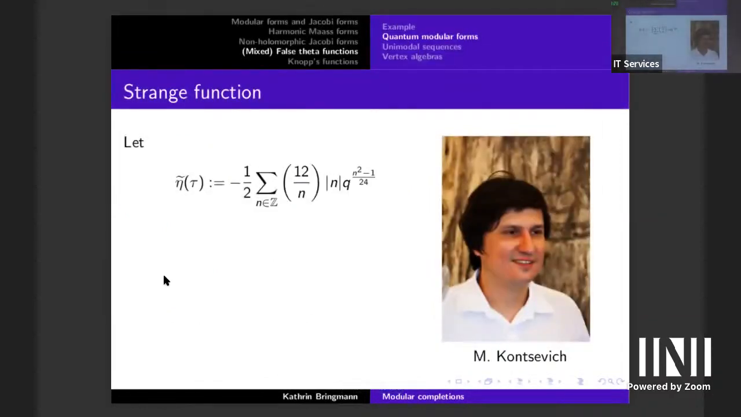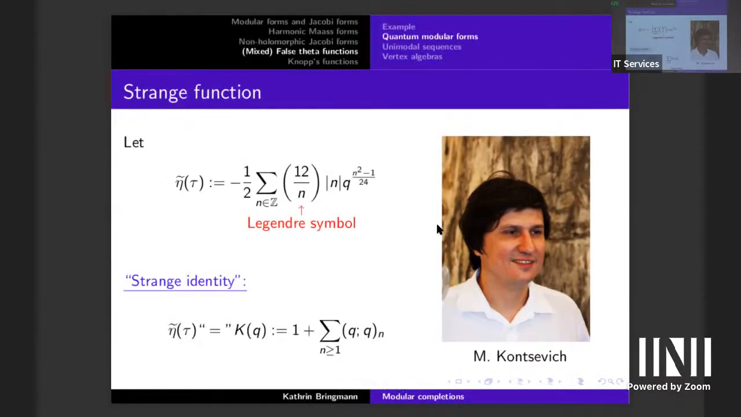A particularly nice such false theta function is the so-called strange function of Kontsevich. I'm defining this false theta function, which is basically an Eichler integral of the eta function, just with the Legendre symbol. And there's a strange identity saying that this object is equal to this series. It's equal in quotes because as a q-series, the right-hand side doesn't make sense, but you can evaluate it at roots of unity. Taking it as a radial limit, it makes a lot of sense, meaning you then have a convergent series here. It's finite, it's terminating. And that is then equal to the limit of this series here.